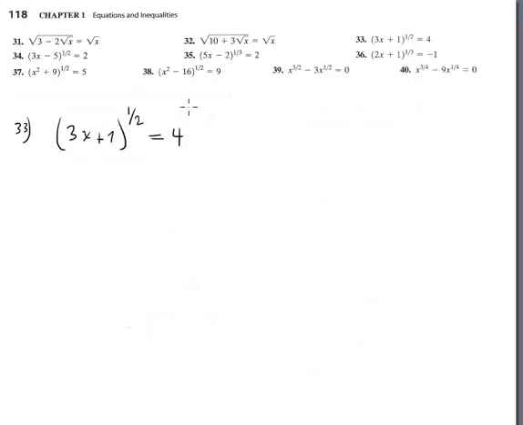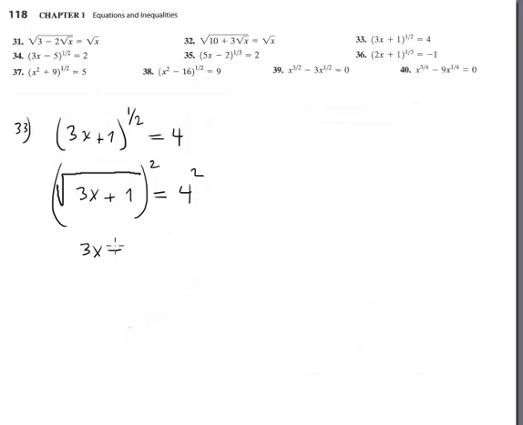Okay, 33 is similar, the only case using fraction exponent, but you know the conversion between fraction exponent and radical. This is equivalent to say square root 3x plus 1 equals 4. And the rest is the same. Square both sides.